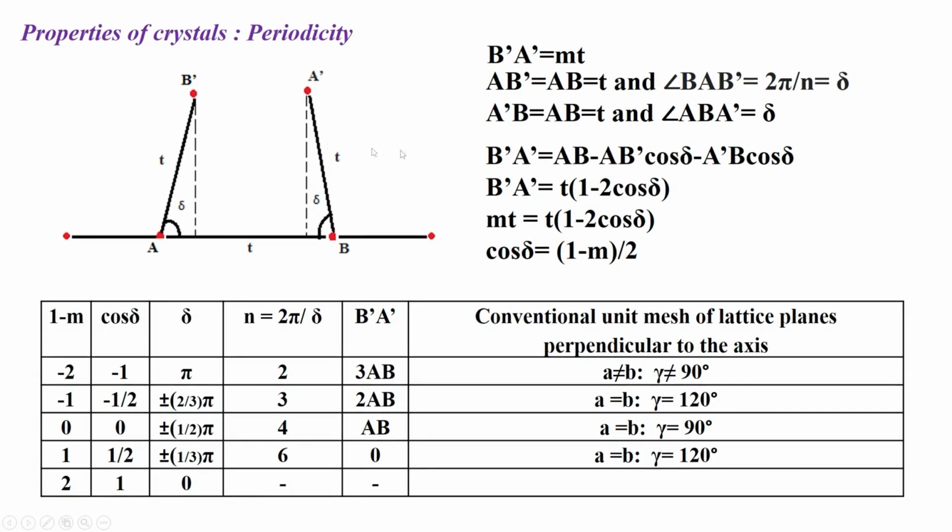So, if we now calculate the distance between A prime and B prime, the A prime B prime will be a multiple of t, because by definition of a periodic lattice it has to be a multiple of t. It could be 1 times t, 2 times t, 3 times t, but that value of m is an integer. It is only an integral multiple of t.